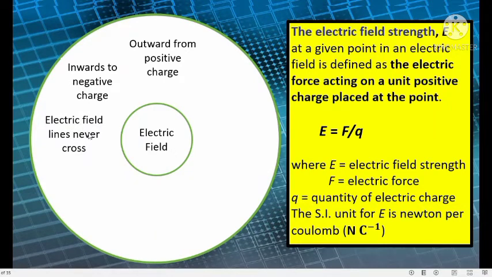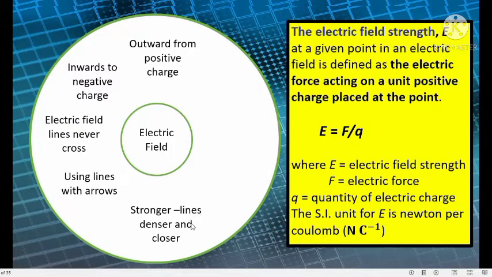Electric field lines never cross each other. Using lines with arrows. Where the electric field is stronger, the lines are closer and denser. Meaning if you want to draw a stronger electric field, you need to draw more lines and the lines are closer. The concept of like charges repel and unlike charges attract is also used. So this is how we use the properties of electric field to draw electric field patterns.